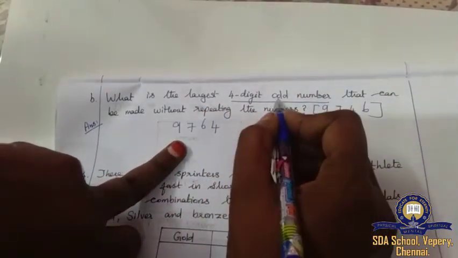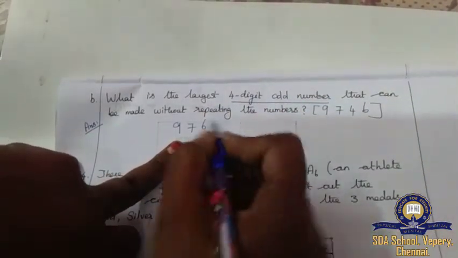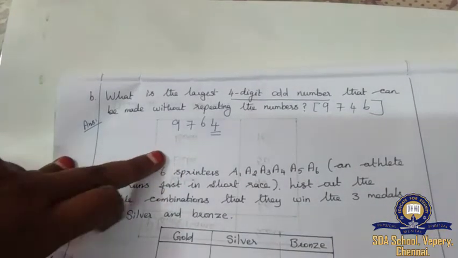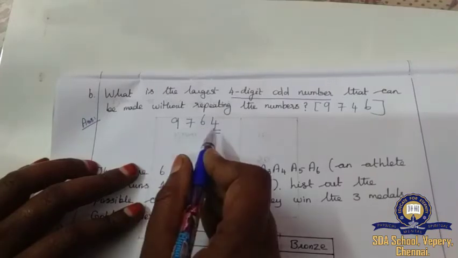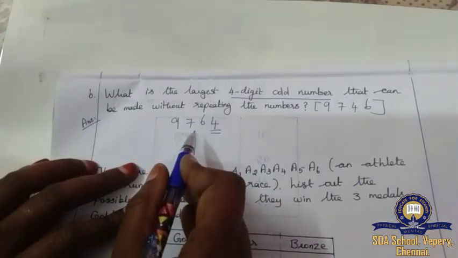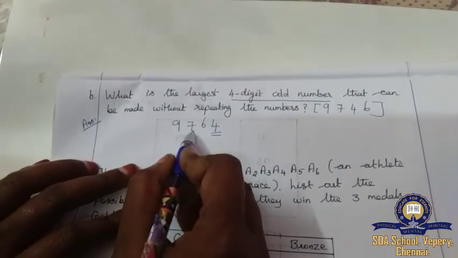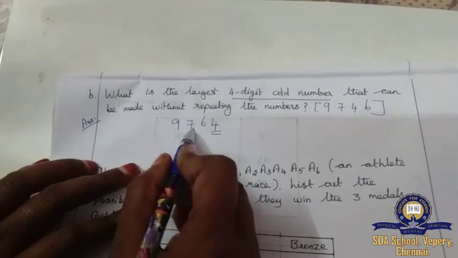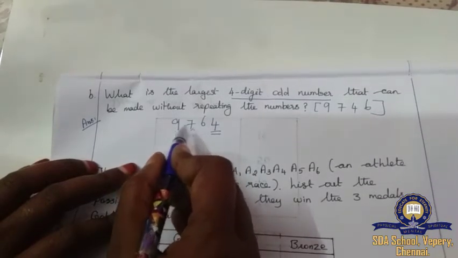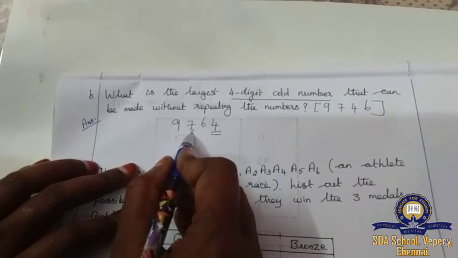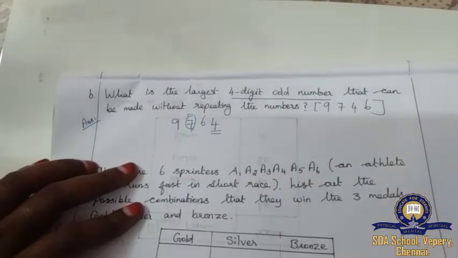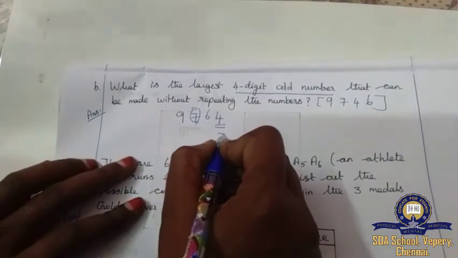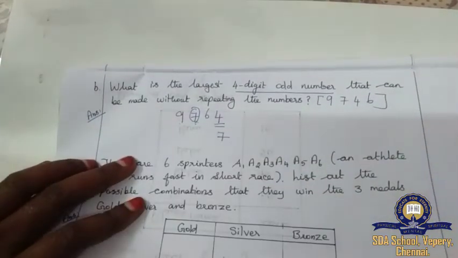But they are asking for an odd number. So this is even. So what we should do is find out the smallest odd number here. Which one is the smallest odd? Here 9 and 7 are odd numbers. So in 9 and 7, which one is smaller? 7 is smaller. So write this 7 in the last place.